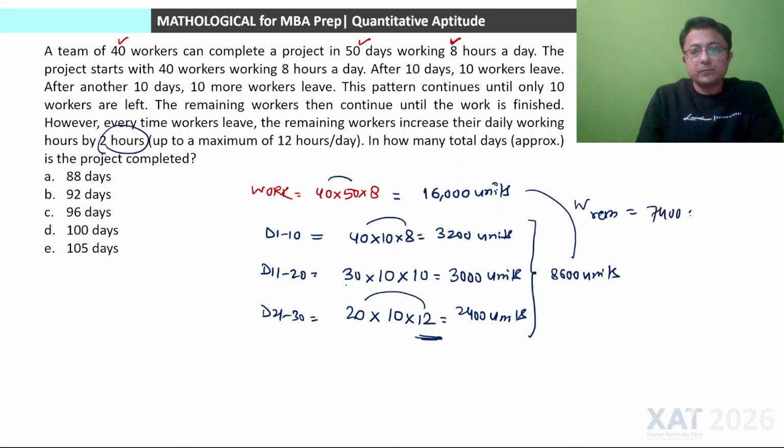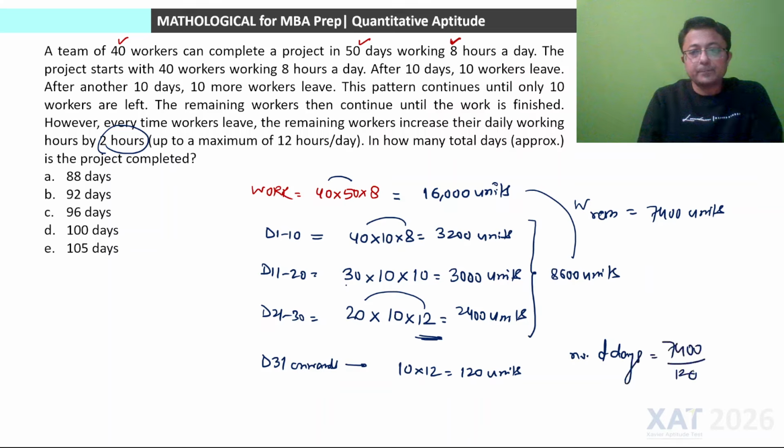7,400 units. और डेली वर्क कितना होगा, डे 31 ऑनवर्ड्स, वर्क इन अ डे दैट विल बी इक्वल टू 10 वर्कर्स वर्किंग 12 hours, तो 120 units. So number of days taken will be equal to 7400 divided by 120. So 740 by 12 or 185 by 3, which will be roughly 61 and 2 by 3. 61 and 2 by 3 days.